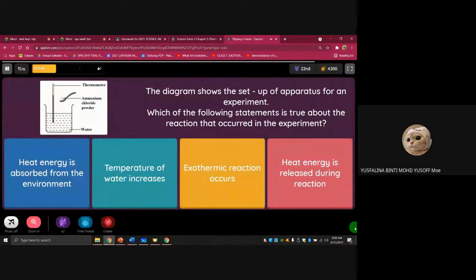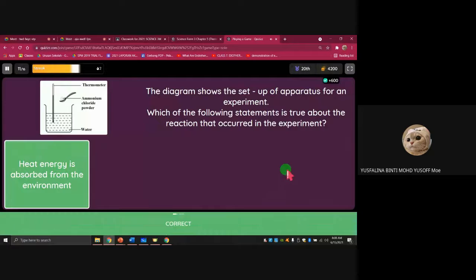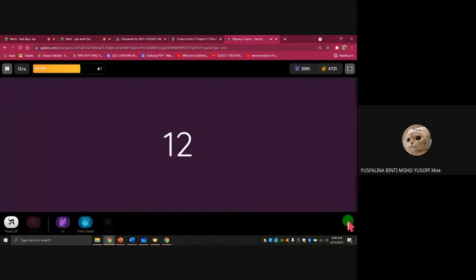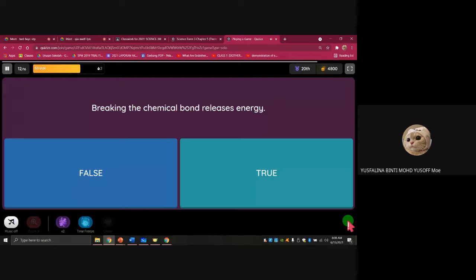Okay, so the diagram shows the setup of apparatus for an experiment. Which of the following is true about the reaction that occurs in the experiment? So I would like to call Ang Wei Ru. Number 1, the heat energy is absorbed from the environment. Okay, very good, correct.